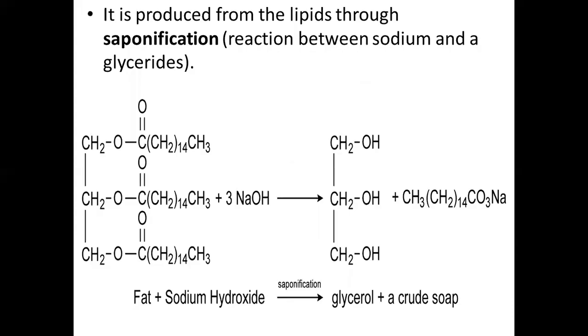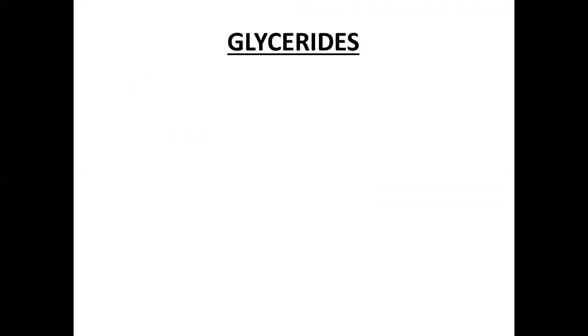It is produced from a reaction called saponification, a reaction between sodium hydroxide and a glyceride. So it's produced from lipids through saponification, simply a fat plus sodium hydroxide. Through this process of saponification, we produce the C3H8O3 glycerol molecule. And then we have the triglycerides or the glycerides.